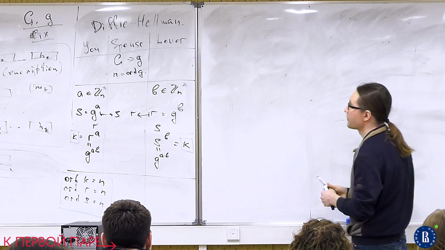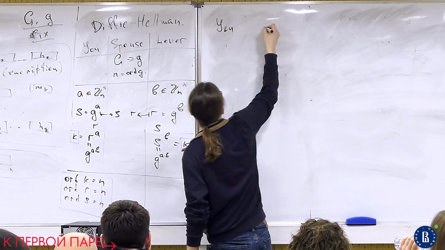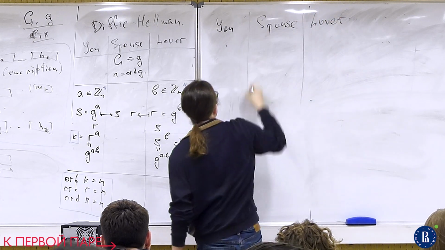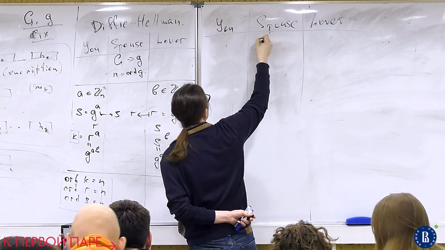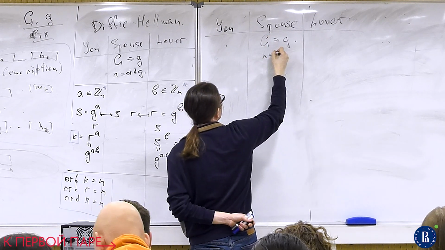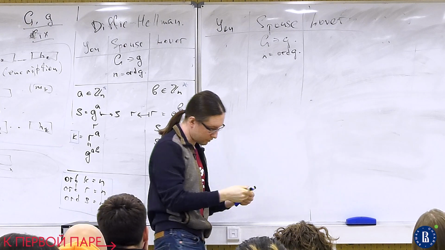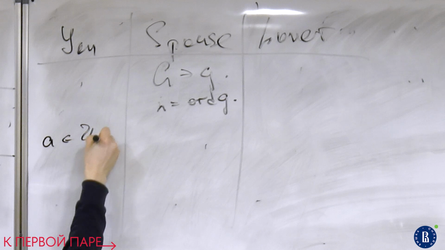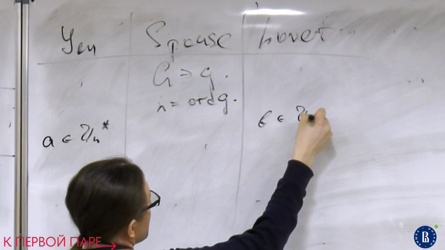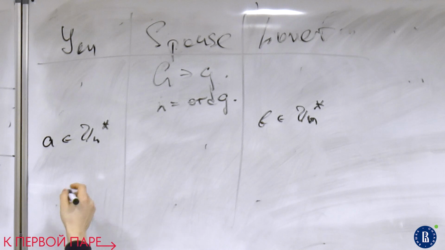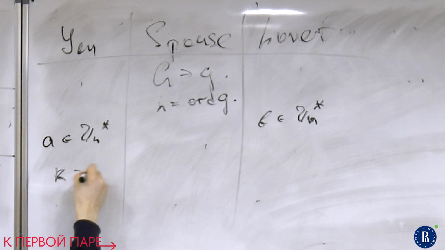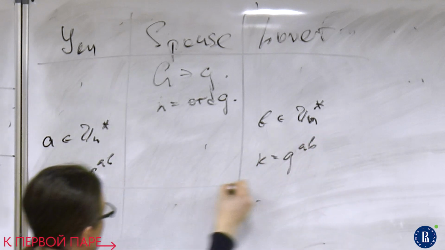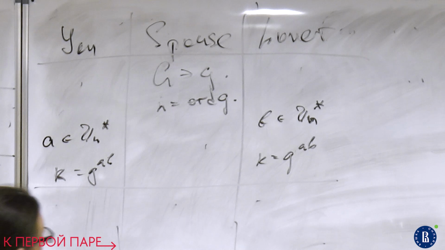Okay, now suppose lover. Okay, here is this common knowledge. I believe I should switch to a different marker. So we have A from Zn star, we have B from Zn star, and we have this K, which is, so this is the situation we're in.